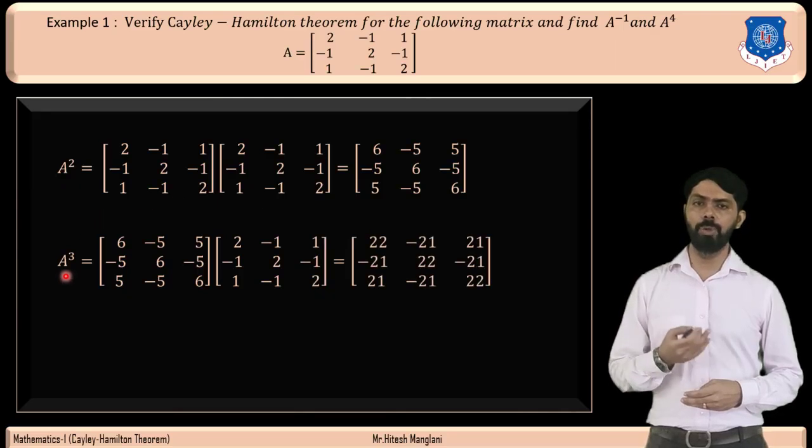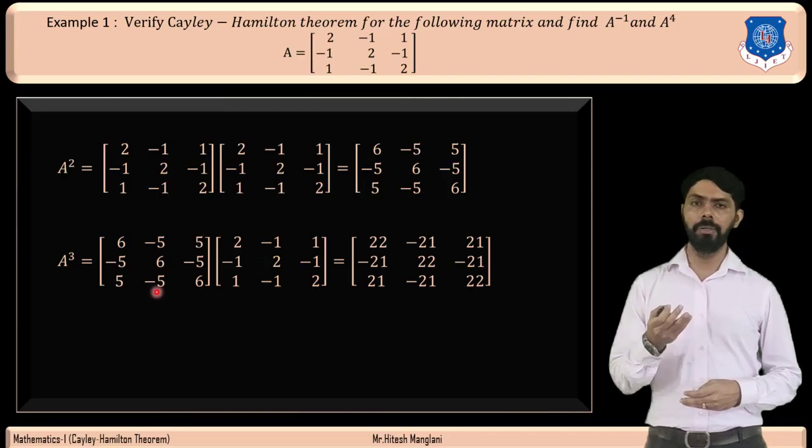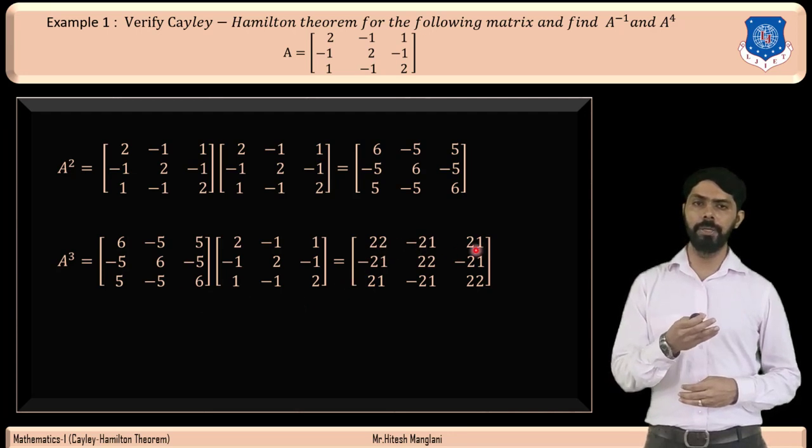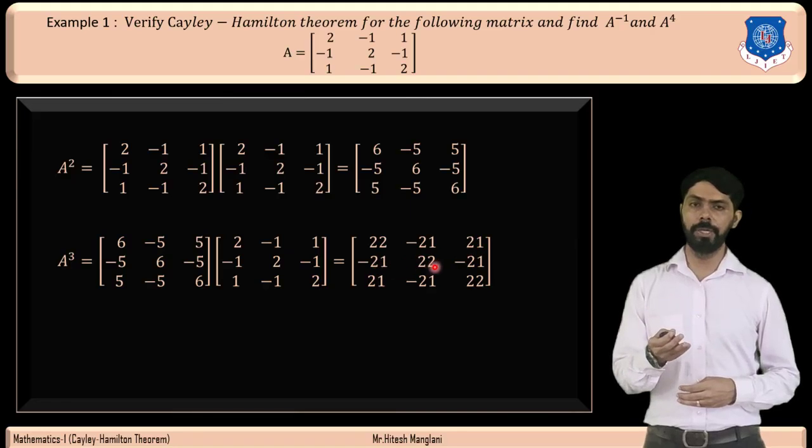Then after we will find out A cube. A cube can be written as A square into A, and we have already found A square, which is [6, -5, 5; -5, 6, -5; 5, -5, 6], into A, and A is [2, -1, 1; -1, 2, -1; 1, -1, 2]. If we find the product of these two matrices, it will be [22, -21, 21; -21, 22, -21; 21, -21, 22].